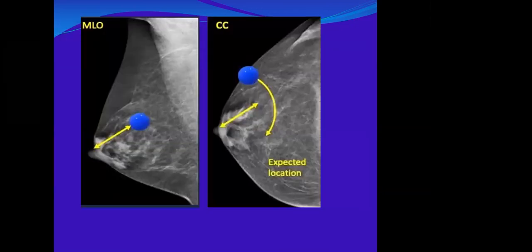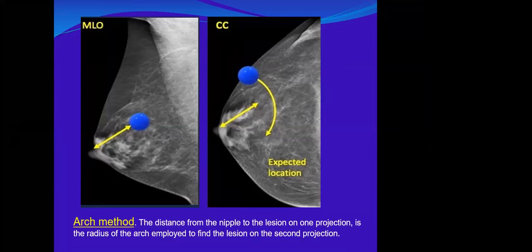asymmetry. What is this? What does it represent? This method, the arc method. For what? For localization of asymmetry. Yes, to confirm the expected location of the lesion, the expected asymmetry in the other view.